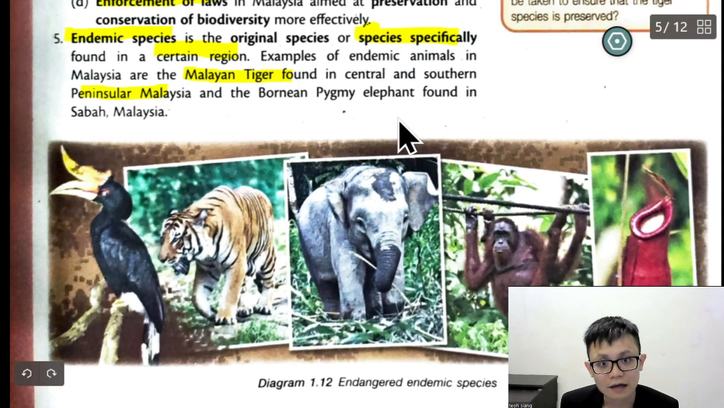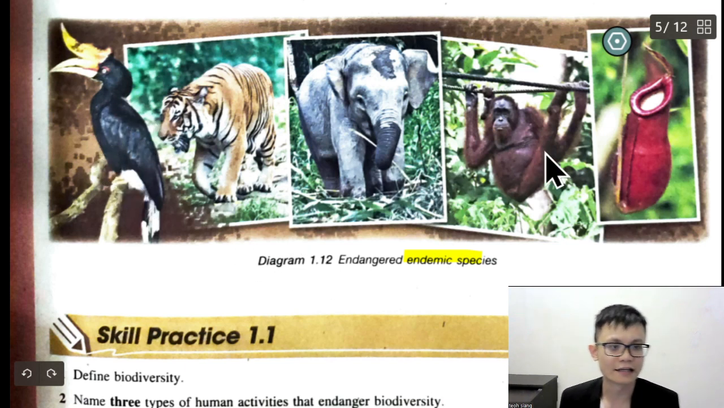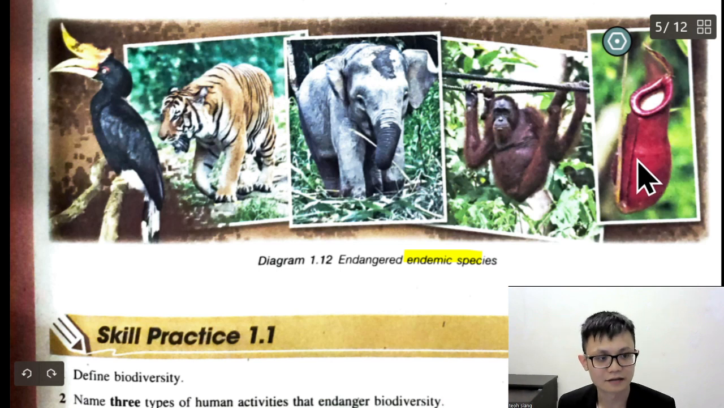So we have the Malayan tiger, Borneo pygmy elephant in Sabah. Okay, so these are a few of the endemic species. Correct or not? This one can only be found in Sarawak. This is called hornbill. And this one is called periuk kera. In English we call it pitcher plant.